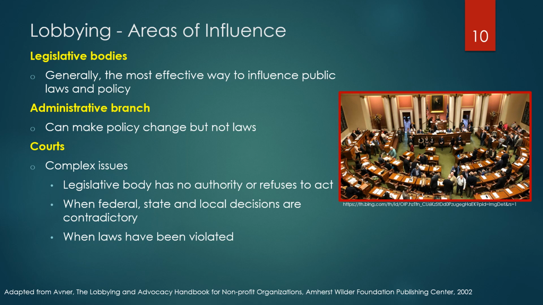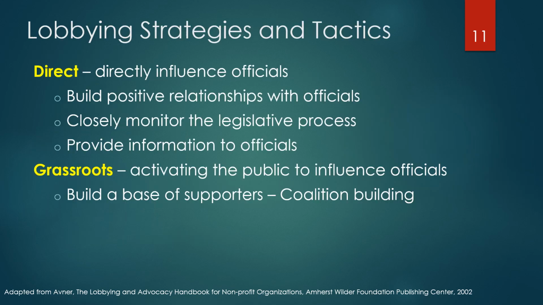Litigation is necessary when legislative bodies have no authority or refuse to act, when federal, state, and local decisions are contradictory, and when there is reason to believe that laws have been violated. Lobbying is generally of two types: direct and grassroots. Direct lobbying is when a group directly tries to influence elected and appointed leaders to adopt the group's position.